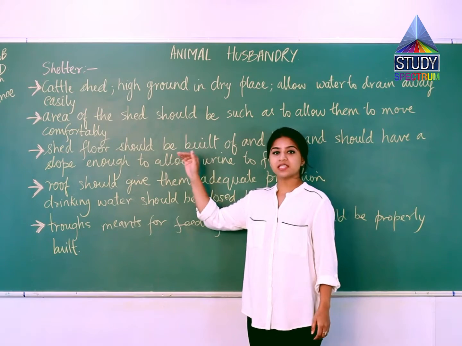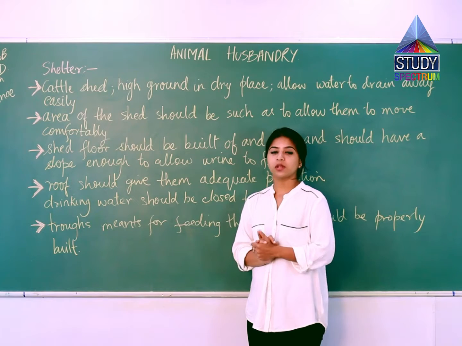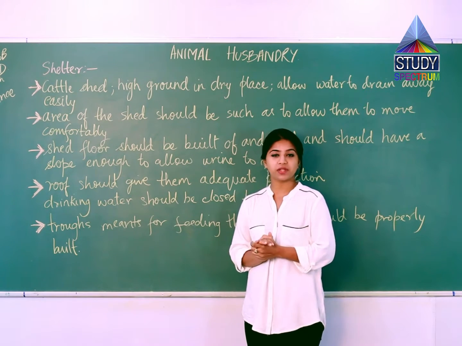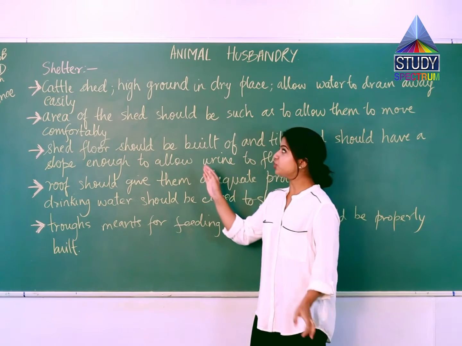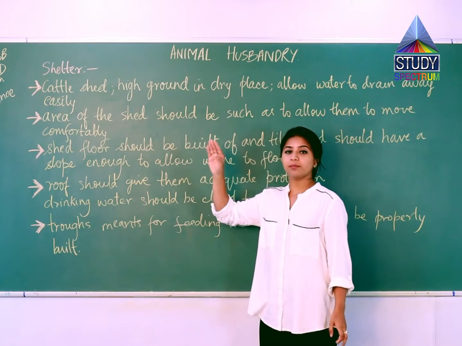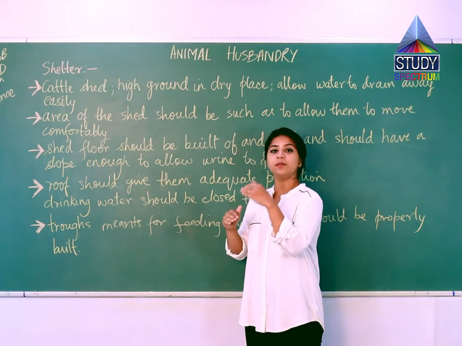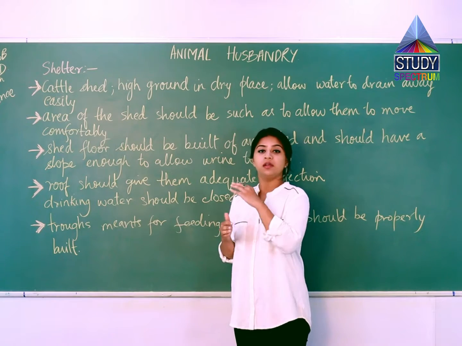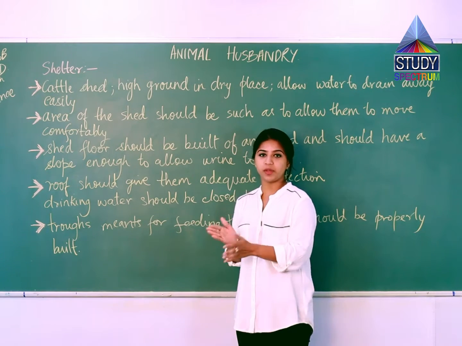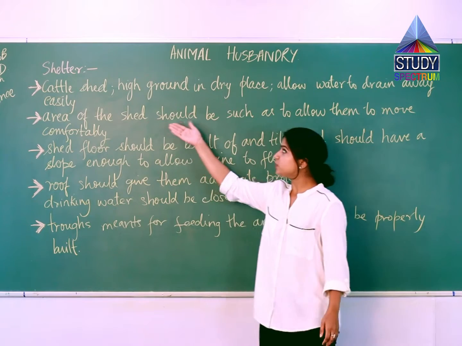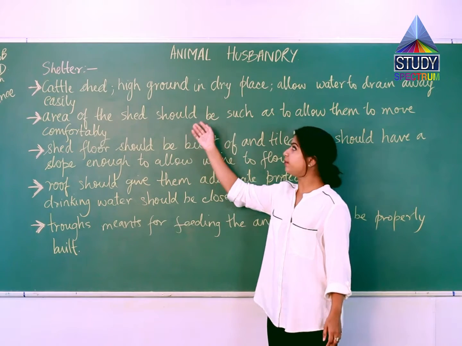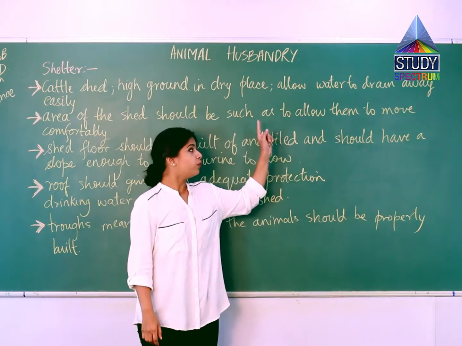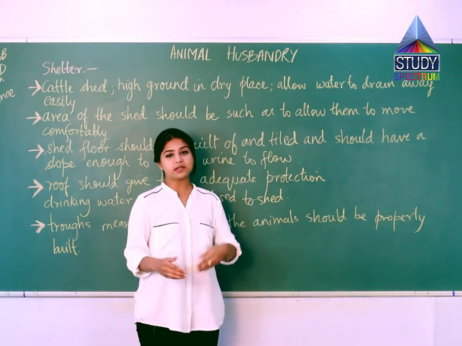Here, we take an example of a cattle shed. Now, most of us have visited rural areas and we have seen the cattle sheds over there. These cattle sheds are supposed to be maintained at a specific level and for specific functions. For a cattle shed, it needs to be maintained on high ground in a dry place to drain off the water that enters it.